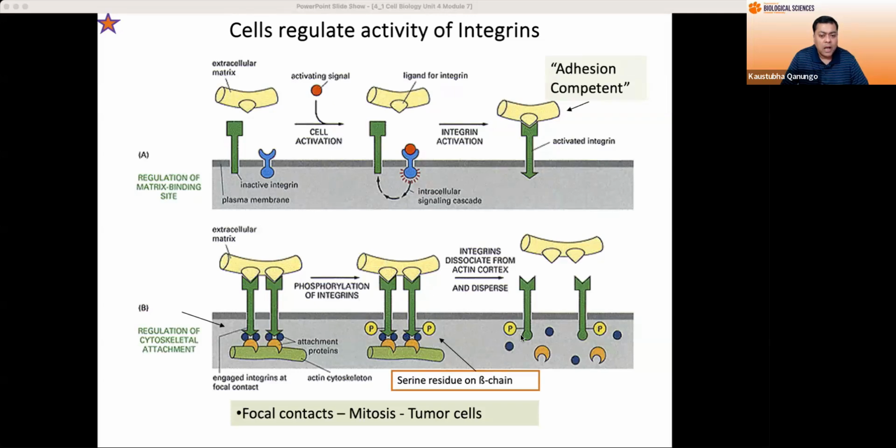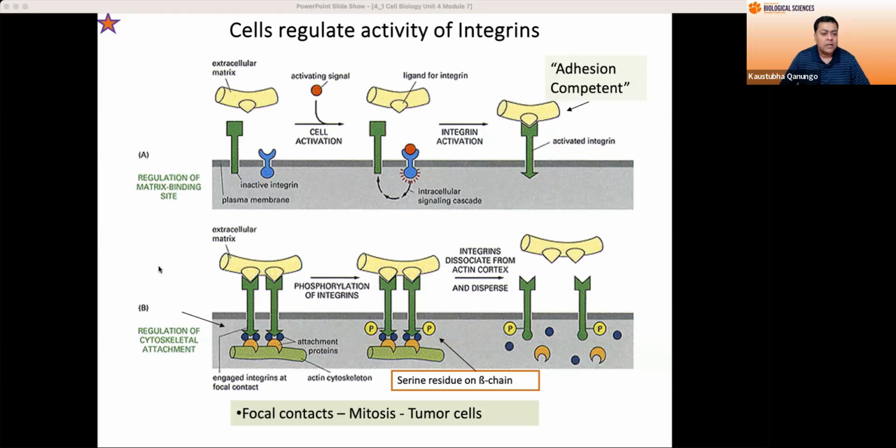Immediately the cells will dissociate the attachment proteins from the actin, and it will dissociate from the actin cortex and disperse. So the serine residues on the beta chain of the integrins are phosphorylated. Just remember that this is important. This is the phosphorylation of the integrin right here. When they need to be activated, these phosphates need to be removed. So they need to be dephosphorylated so that they can become binding competent.